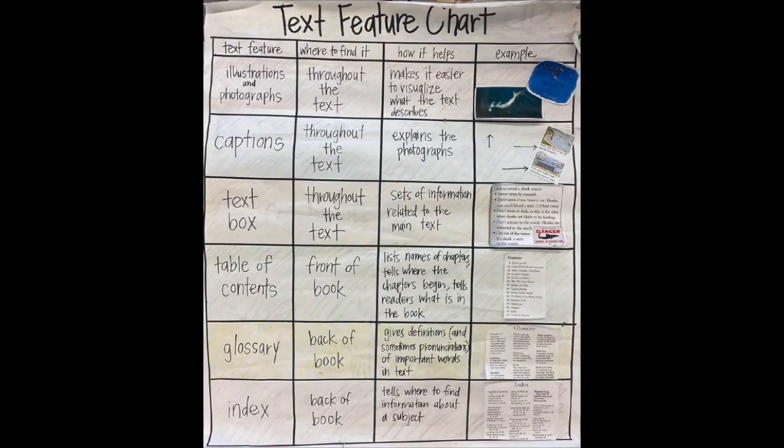So here is a picture of our text feature chart that we created from Module 2 when we read the book Shark Attack. And so you see here that some text features include illustrations and photographs, captions, text box, table of contents, glossary, and the index. And I just want to emphasize that illustrations can also be included in nonfiction text.